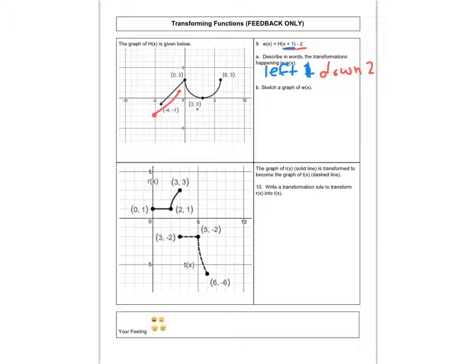And we're starting to make this curve look like this. 6, 3 would go left 1, down 2. And our graph would end up shaped like this.